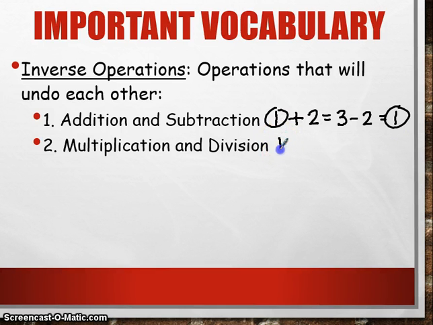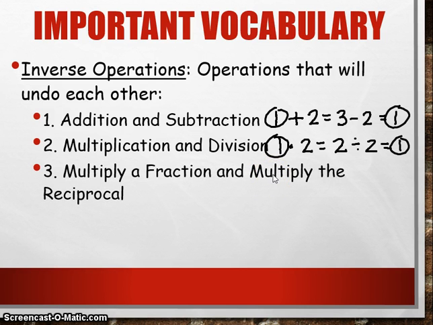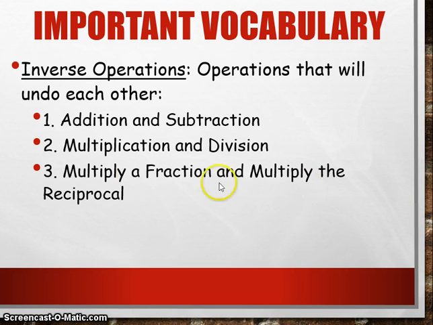Multiplication and division can do the same thing. If I have 1 times 2, that's 2. And if I do the opposite and divide by 2, I get back to where I started. There are 2 other sets of inverse operations, and I'll show you in a minute why they are inverse operations, but they are to multiply a fraction and to multiply the reciprocal.